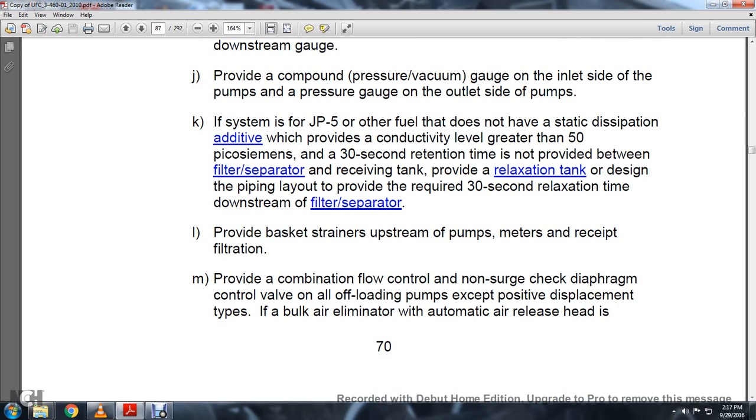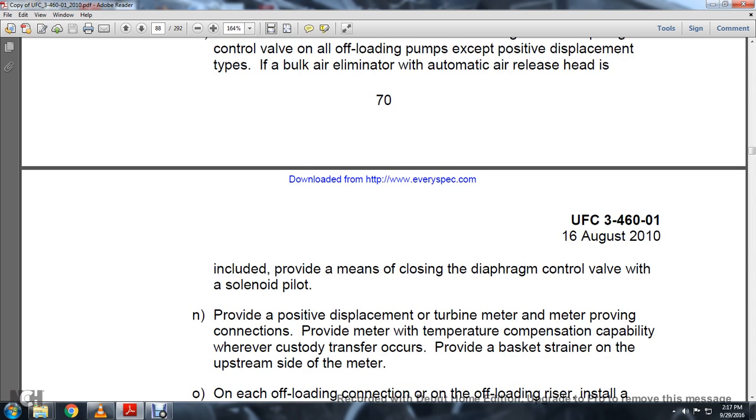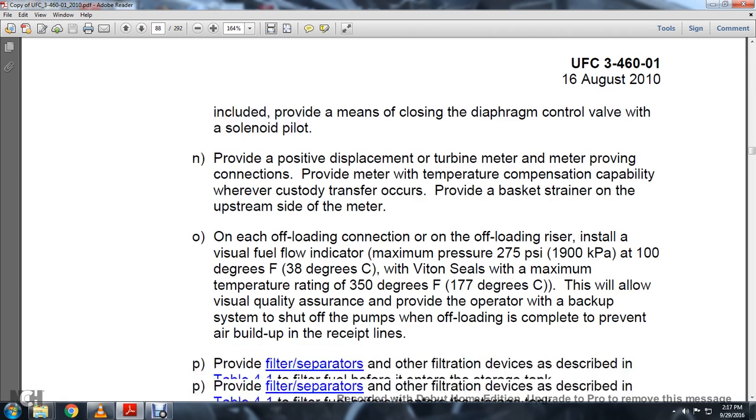Provide a basket strainer upstream of the pump and the meter of the receipt filtration. Provide a combination flow control and surge diaphragm control valve on the loading of the pumps, except for the positive displacement type. If the bulk eliminator automatic air release head is included, provide means for closing the diaphragm control valve with a solenoid pilot.